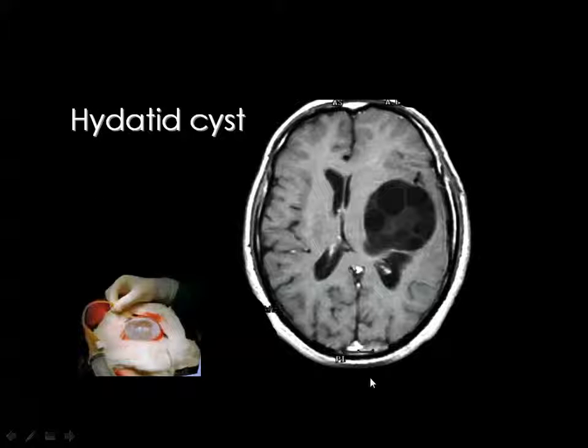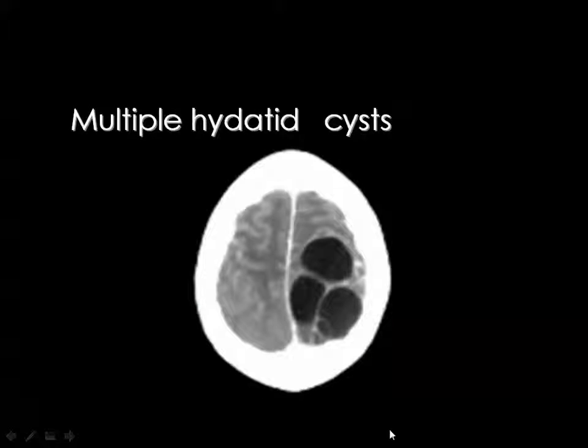Then this is one of the most typical appearances of the hydatid cyst on imaging, and you can see a large cyst containing multiple daughter cysts arranged on the inner wall of the cyst itself. And you should remember that the hydatid cyst has a very thin wall and it does not show contrast enhancement.